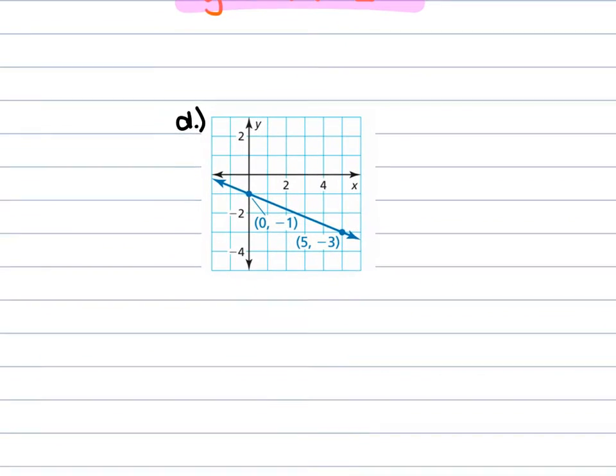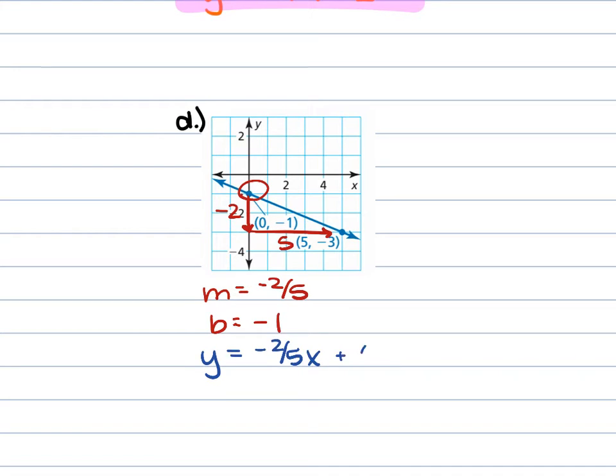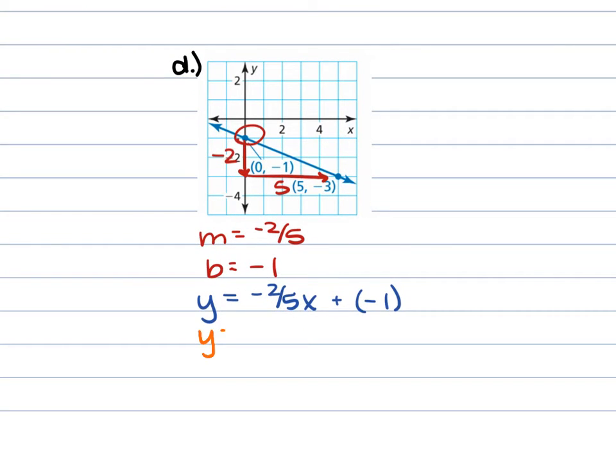For example D, we have the ordered pairs 0, -1, and 5, -3. So for this one, we're going down 2, and then to the right 5. So our slope is -2 over 5. That y-intercept is at 0, -1, so b equals -1. So this is going to give us y is equal to -2/5 x plus -1. The positive next to the negative turns it to a -1, so y is equal to -2/5 x minus 1.